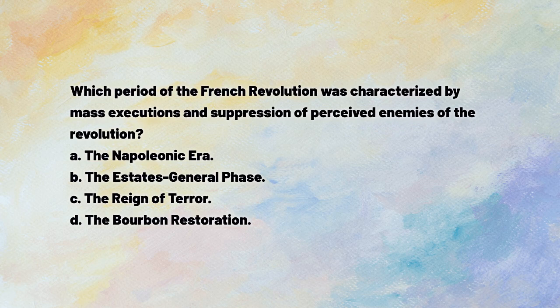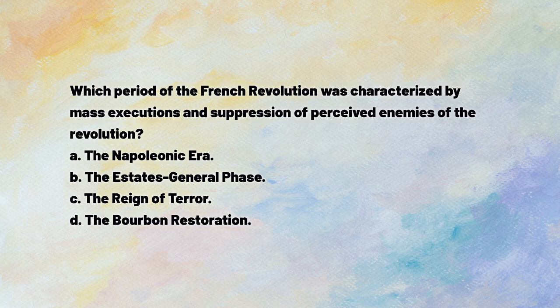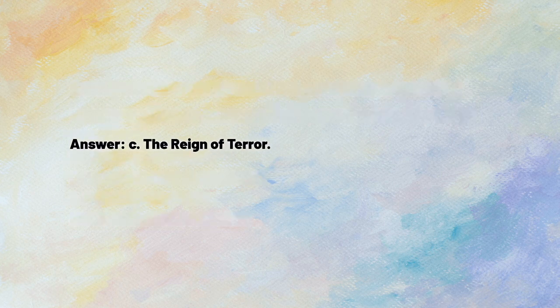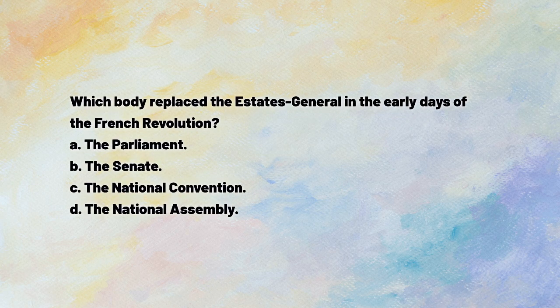Which period of the French Revolution was characterized by mass executions and suppression of perceived enemies of the revolution? A. The Napoleonic era. B. The Estates General phase. C. The Reign of Terror. D. The Bourbon Restoration. Answer C. The Reign of Terror.